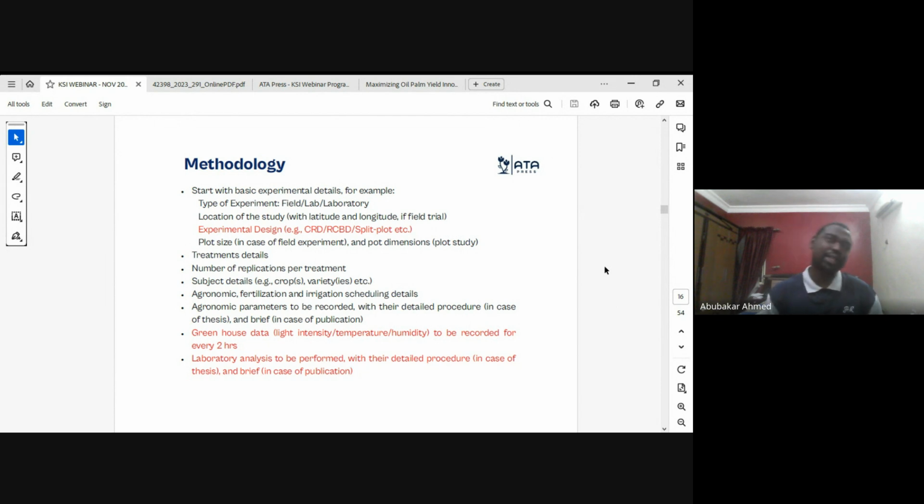First, we look at the introduction. If your introduction catches our attention, then we'll be able to read through your manuscript. But in a situation whereby your introduction is not well written, we will not have interest in reading the article. So today we'll go briefly on methodology, which is also an important aspect of research, be it a thesis or a paper.